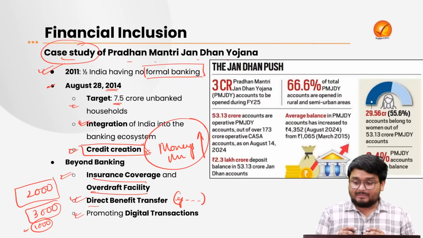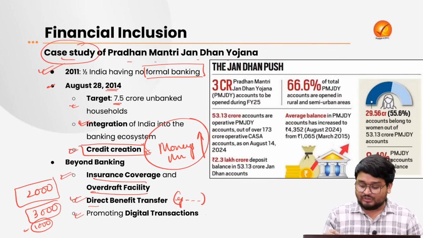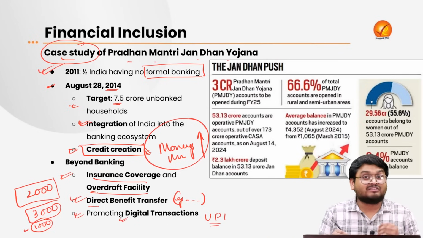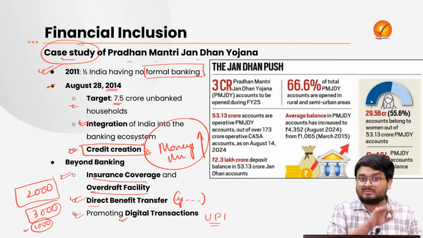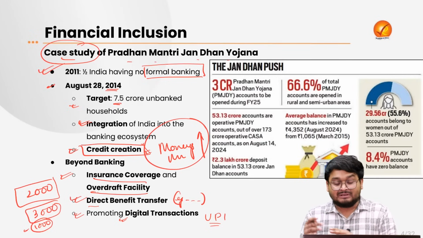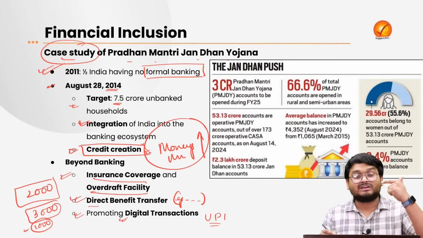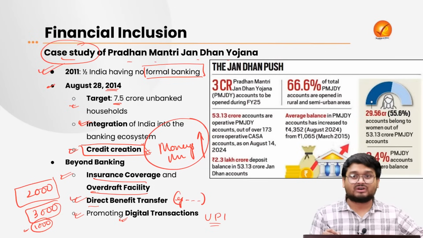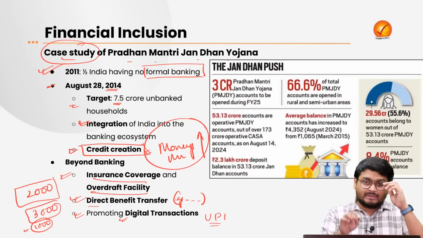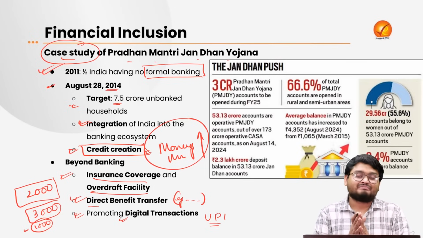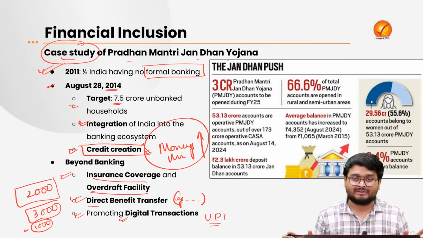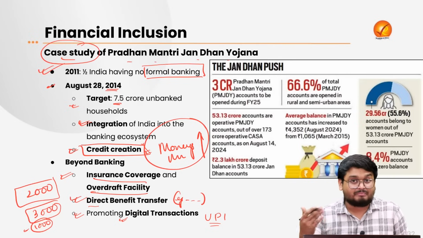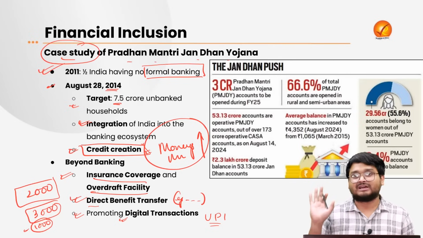Then finally, if people have bank accounts, they obviously will be using UPI payments, right? So digital transactions will be increasing over a period of time, as we have seen right now. Particularly after demonetization and after the COVID pandemic, digital transactions have increased 1,000 times in the country compared to 2011 levels. So if you go to any local grocery store, almost anywhere in the country, you will see QR codes where you can easily make payments. How is this possible? Because of Jan Dhan accounts, right?